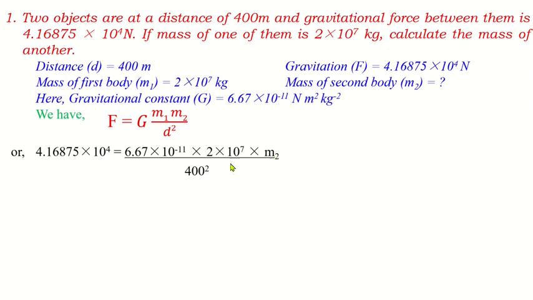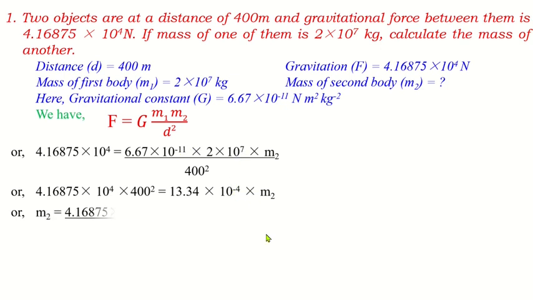Now what we are going to do, this 400 squared, we can take it to the left hand side this way. On the right hand side, this 6.67 is multiplied with 2, and 10 to the power minus 11 into 10 to the power 7. Same base powers can be added or subtracted. Minus 11 plus 7 becomes minus 4.